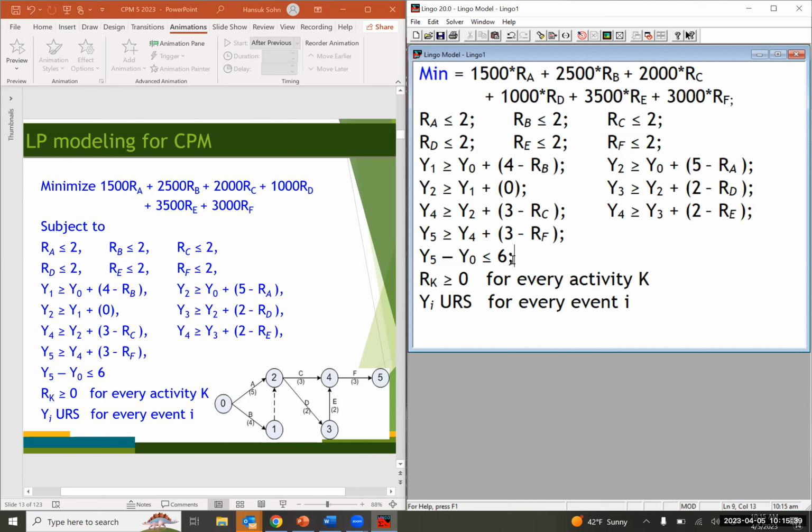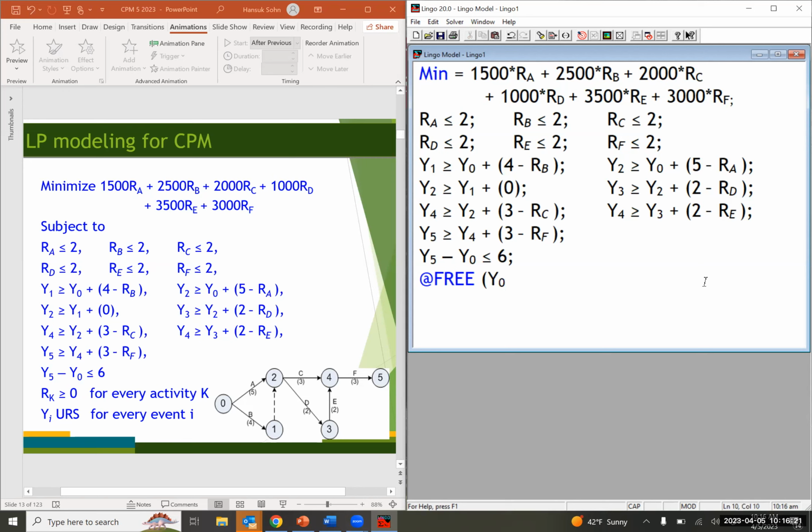We also need a semicolon down here. Both Lindo and Lingo don't need the sign non-negativity restriction, so I'm going to just remove this. But we need to specify unrestricted in sign for every y variable, and Lingo does use the syntax @free, right? Inside parentheses, you need to specify the variable name.